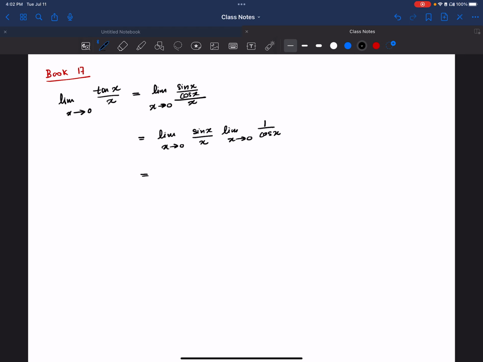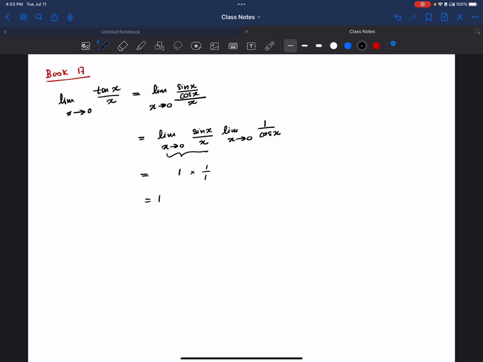So this part right here is equal to 1, right? And as x goes to 0, cosine x goes to cosine 0. This is a continuous function, so you can put cosine 0. Cosine 0 is 1, so it is multiplied by 1 divided by 1. So it's equal to 1.